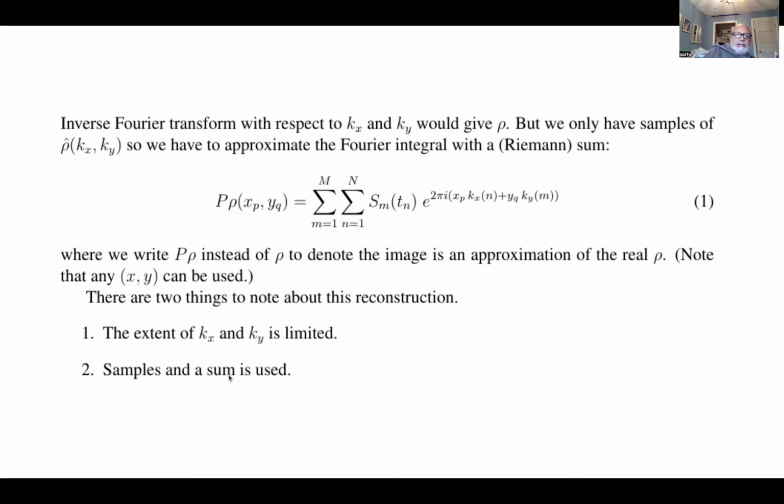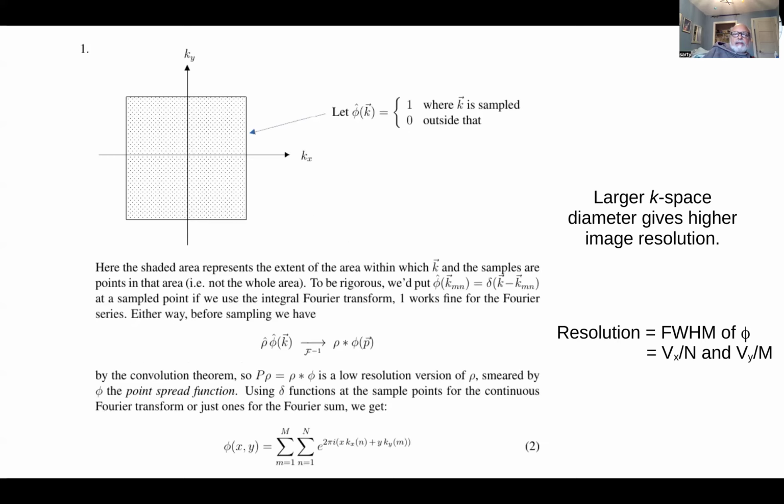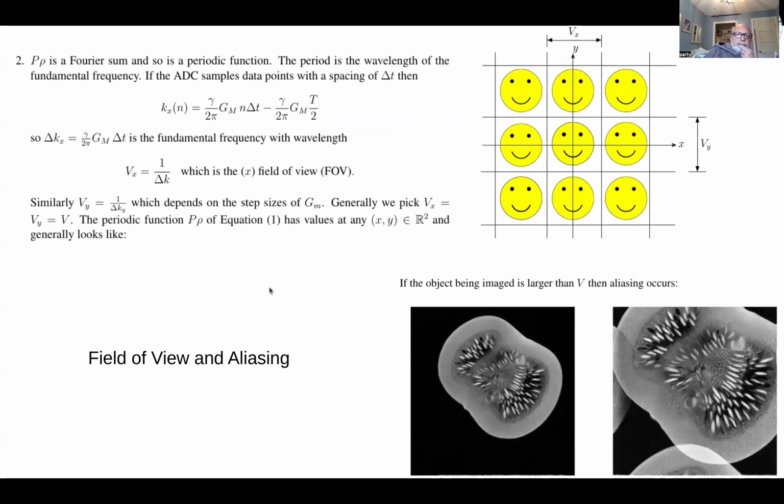The other side is it is a sum. So that leads to periodic functions. So usually we just calculate everything within the field of view. So here's your field of view, Vx and Vy.